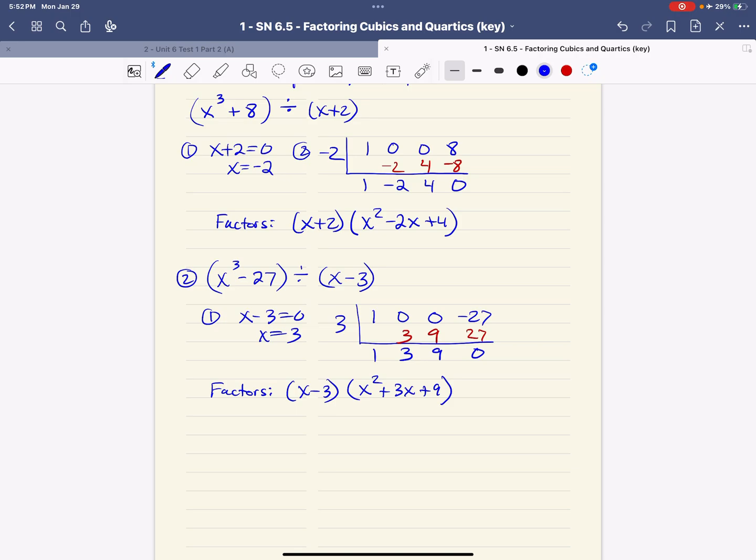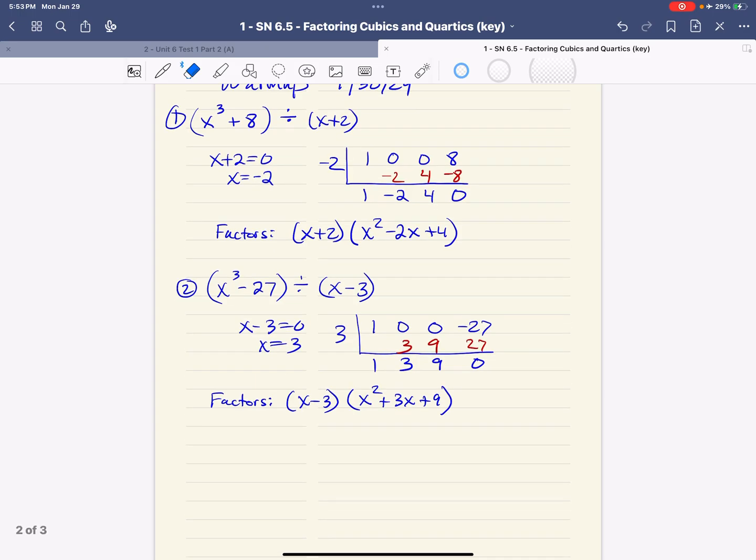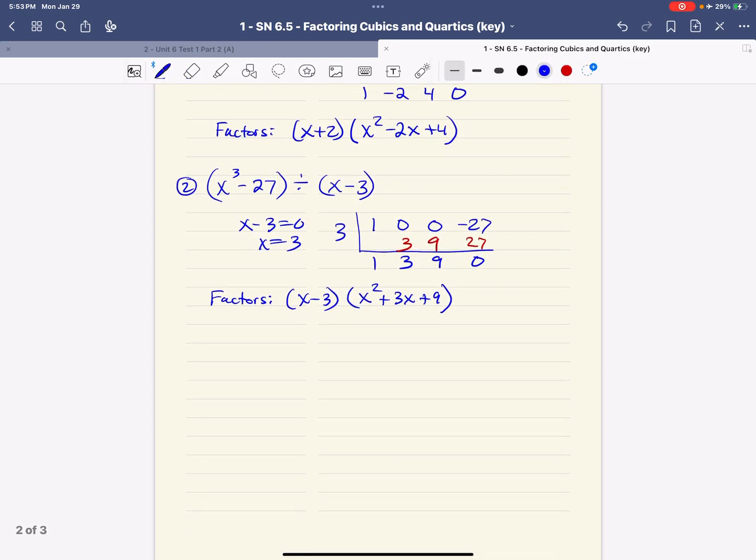All right, we're going to do one more example. Actually, this was example 1, and this was step 1, so I'm just going to erase that. You don't have to if you don't want to. Okay, here we go. One more problem to try for our warm-ups. Again, this is just a reminder of how synthetic division works.